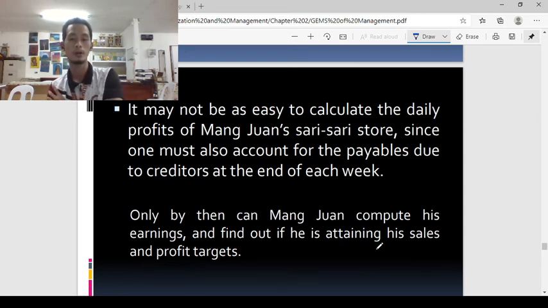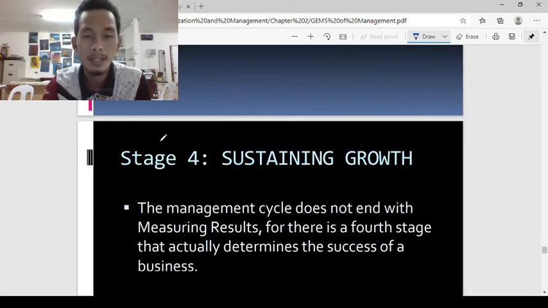So you have to consider all the payables due, di ba? Accounts payable, and then, di ba? Inventory is done weekly, di ba? To really find out whether you are progressing in your business or not. So it is important that in putting up a business, you consider whether the business is progressing or not. Because if the business is not progressing, then why pursue it, di ba? Ngano ipadayon siya.